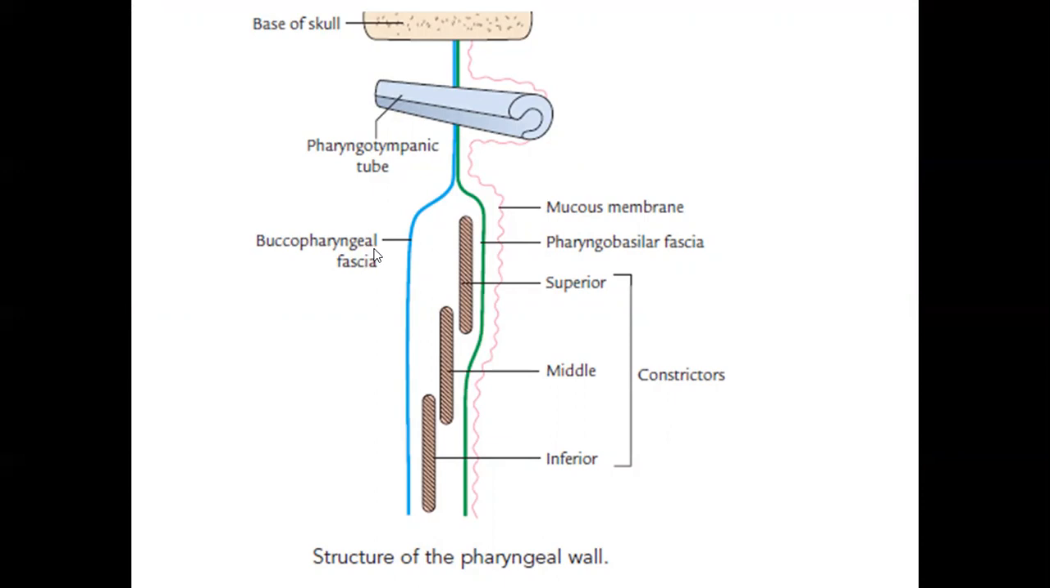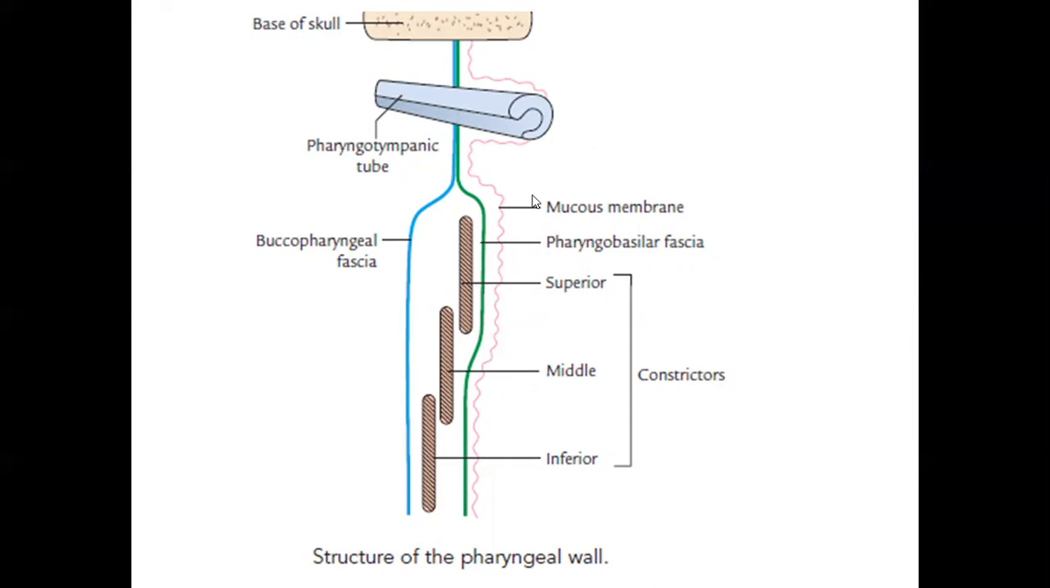A few points about each of these layers. First of all, this mucous membrane here. The mucous membrane of the pharynx becomes continuous with the mucous membrane covering the eustachian tube, the nasal cavity, the mouth, the larynx, and the esophagus. It is lined by non-keratinized stratified squamous epithelium, except in the region of the nasopharynx, where it is lined by ciliated columnar epithelium.